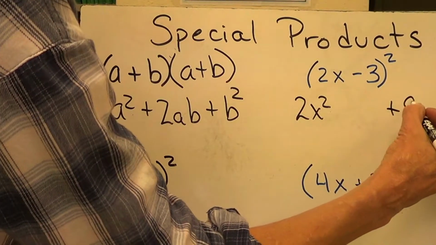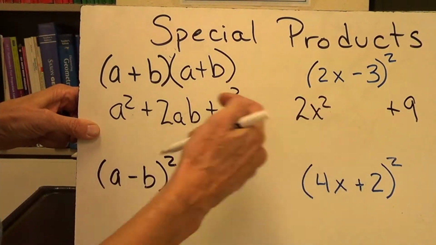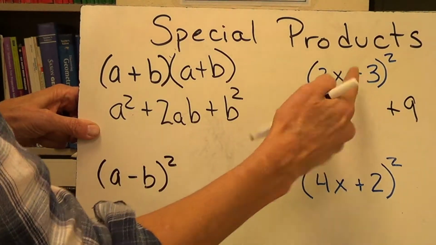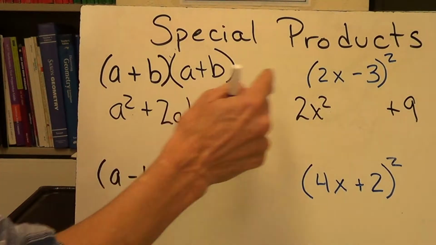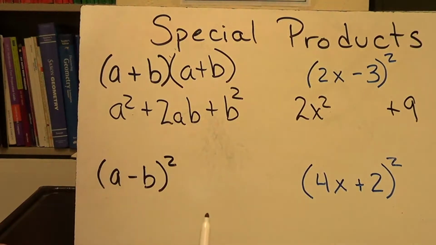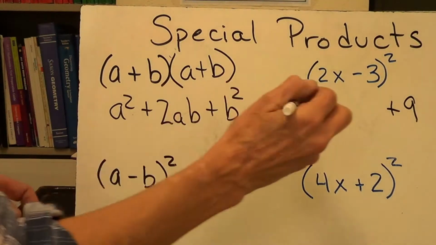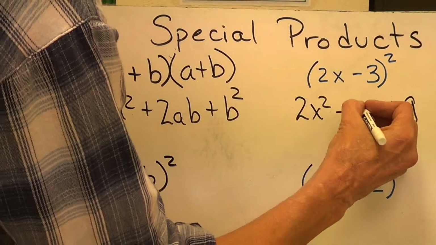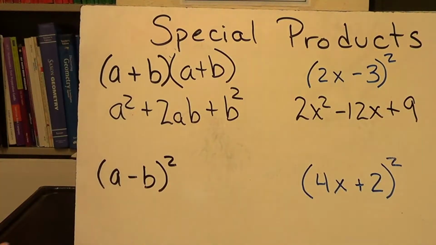And then in the middle, you just take 2 times their product. Because a times b, well, 2x times negative 3 is negative 6x, times 2 would be a negative 12x. Remember, ask questions in class if this gets confusing, but watch this pattern and practice a little bit. I think you'll be able to be successful.